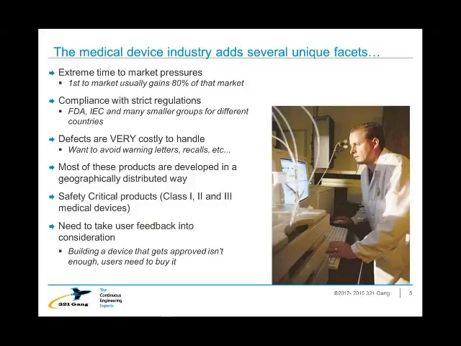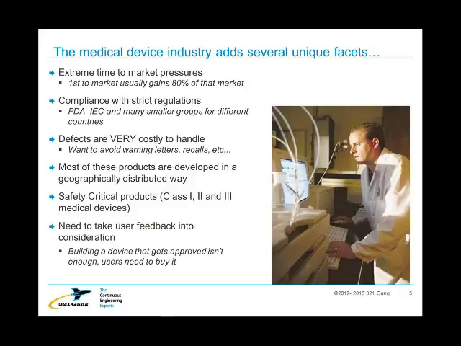Strict regulations. FDA, Food and Drug Administration in the United States, IEC, many smaller groups throughout the world. Maybe building the same device, automatic defibrillator, for example. You want to sell it in the United States, in Canada, in France, in Thailand, name it. Each of those areas is probably going to have a different set of regulatory issues that you're going to have to deal with and prove that you have satisfied. So you may have many variants of the same product. Fundamentally, it does the same thing, but the way it's actually built, software is written, for example, changes from region to region.